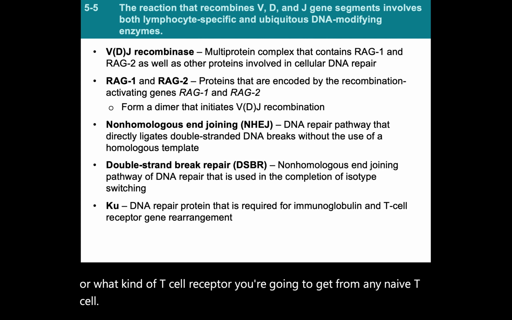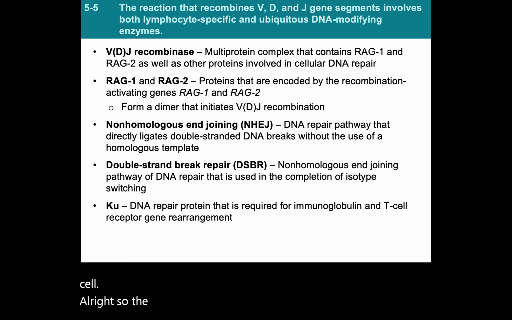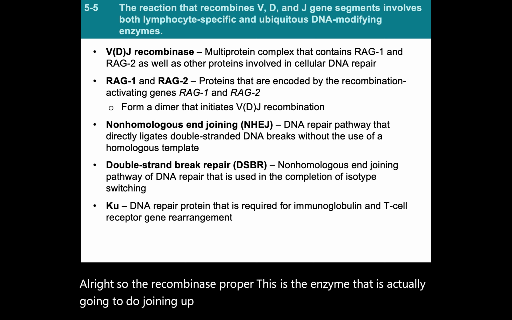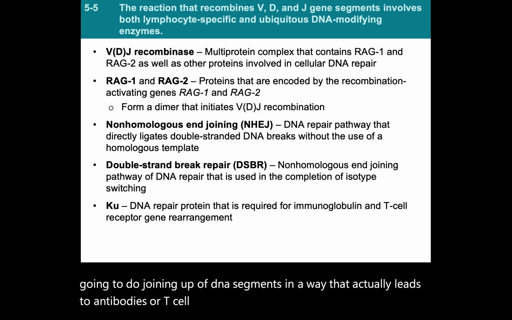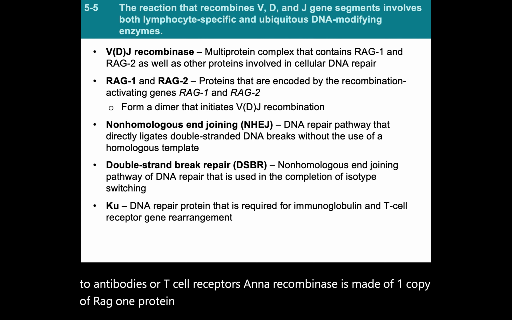All right, so the recombinase proper, this is the enzyme that is actually going to do the joining up of DNA segments in a way that actually leads to antibodies or T cell receptors. And the recombinase is made of one copy of RAG1 protein and one copy of RAG2 protein. And these are the recombinase enzymes themselves.